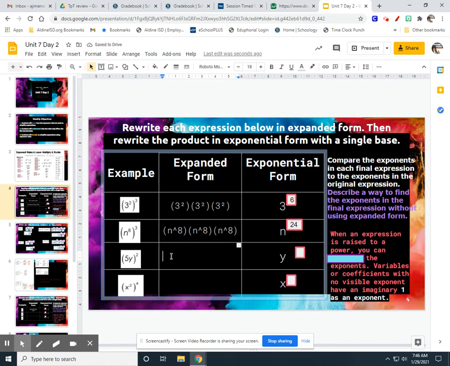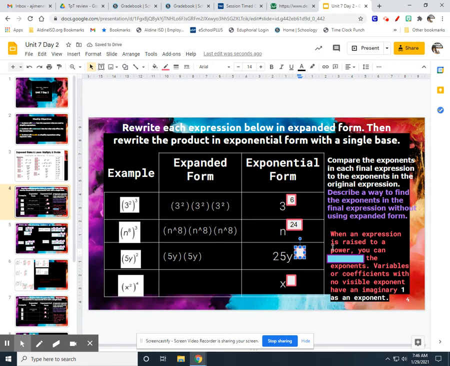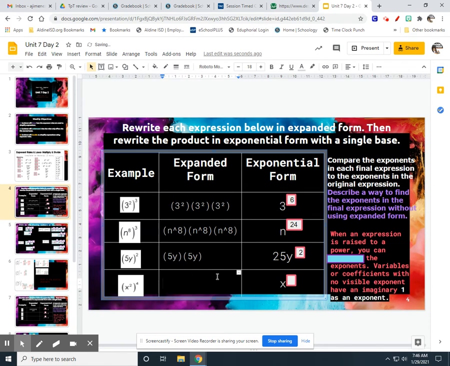And then this is 5y squared times 5y, 5y. So according to the product rule, I'm going to multiply the 5s and leave a space for the y. 25. There it goes. And then 1 plus 1 is 2. X squared. I'm going to put the little exponent from here.